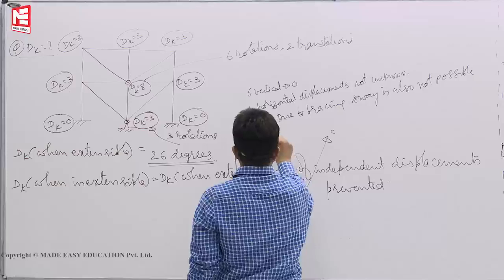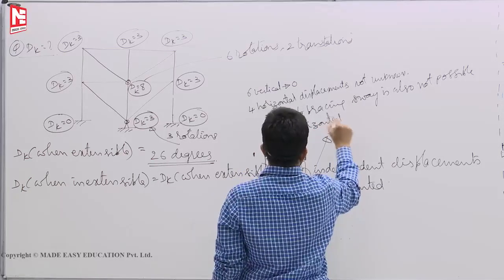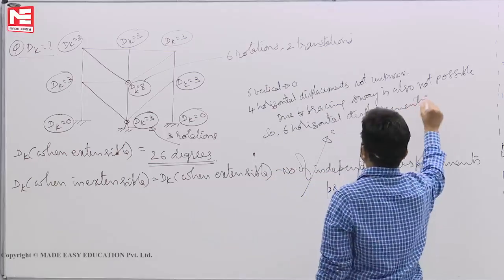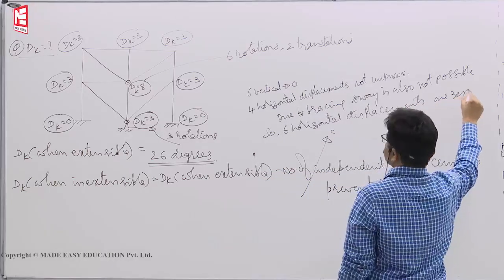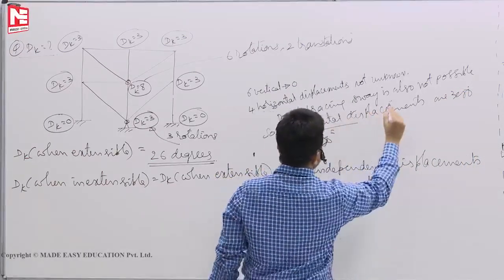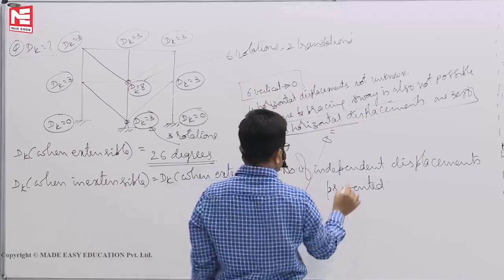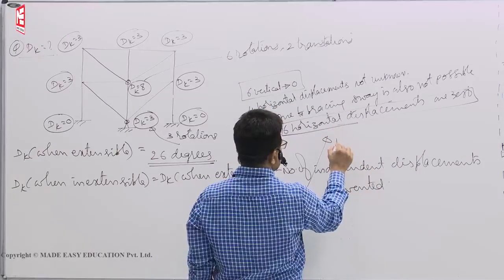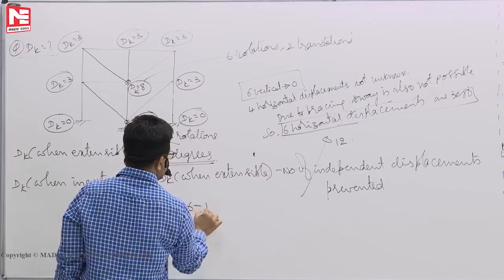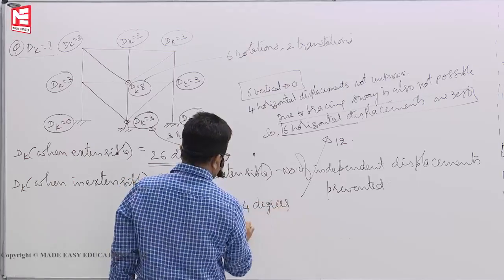So 6 horizontal displacements are 0. 6 vertical displacements are 0. So the number of independent displacements prevented is 12. So 26 minus 12, you will get 14 degrees.